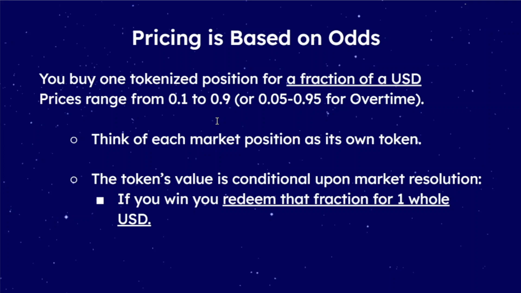So on Thales, a market will have an up token and a down token. For Overtime, there could be a home win token as well as an away win token. And you're paying a fraction of a USD for each of these tokens. And then the token's value depends entirely on the way the market resolves. So if you win, you paid a fraction of a USD for each position, and now you can redeem each position for one whole USD.